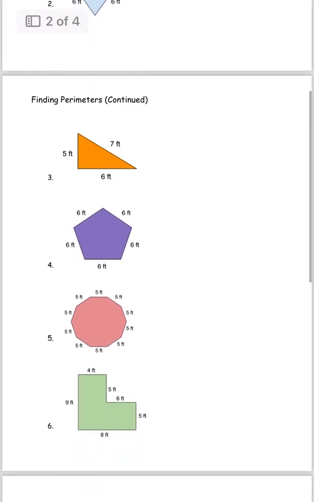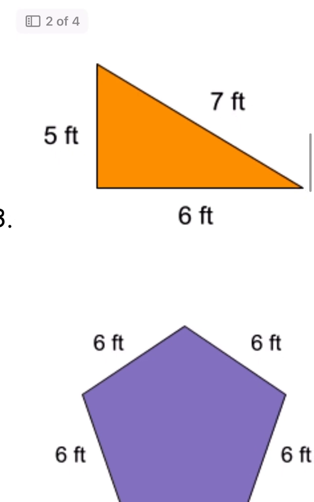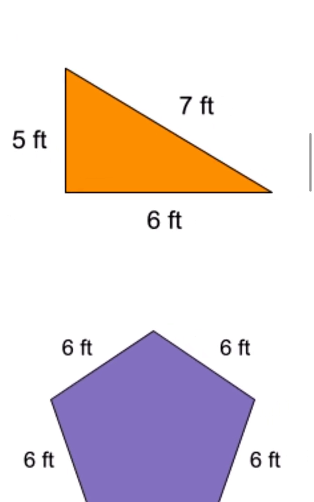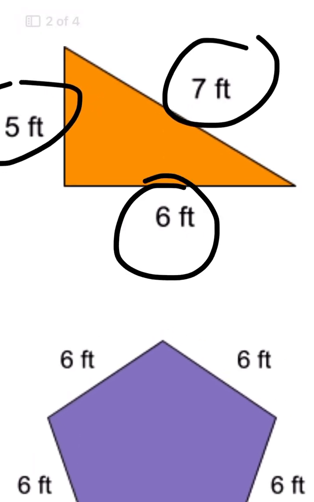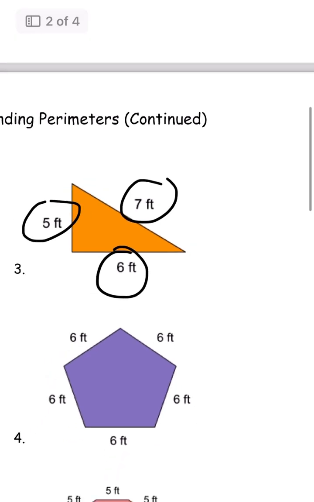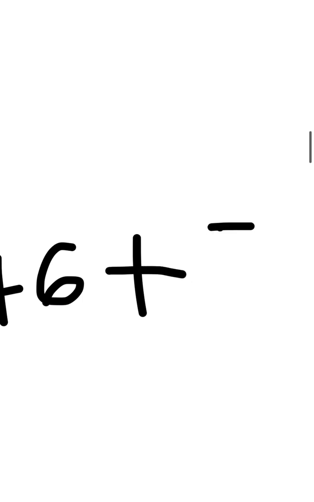So for this page, we have the same thing, and then let's try number 5 then. So for this one, it doesn't have all the same sides. It has different sides. So for this hypotenuse, we have 7 feet. And for the shortest side, we have 5 feet. And for the second longest side, we have 6 feet. So let's try it. We have to add all the sides again. It's 7 plus 6 plus 5.